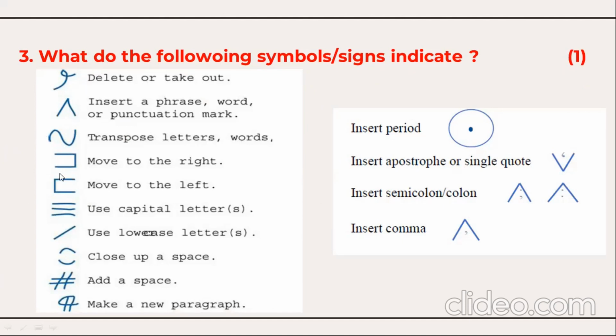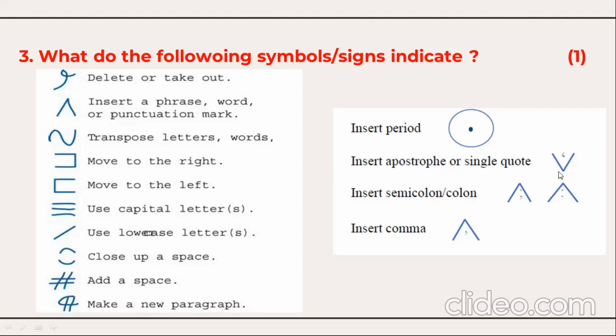The next symbol refers to move to the right. This symbol refers to move to the left. This symbol refers to use the capital letter. The next one refers to lowercase letters. The next symbol refers to close up space. The next symbol refers to add a space. The next symbol refers to make a new paragraph. Then this symbol refers to insert a period.